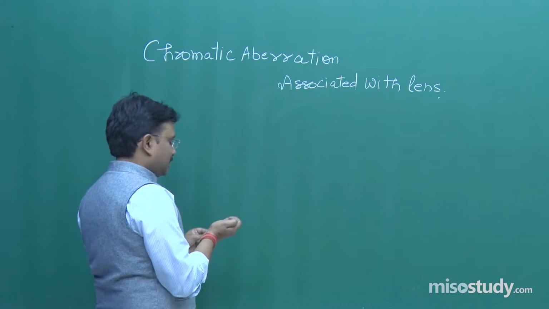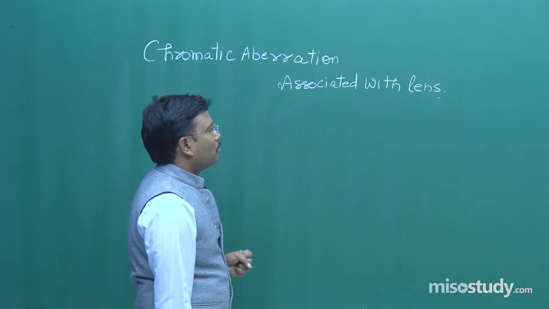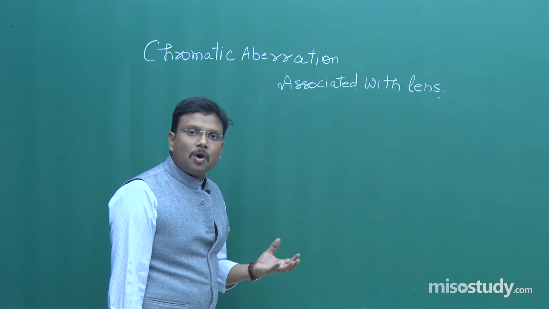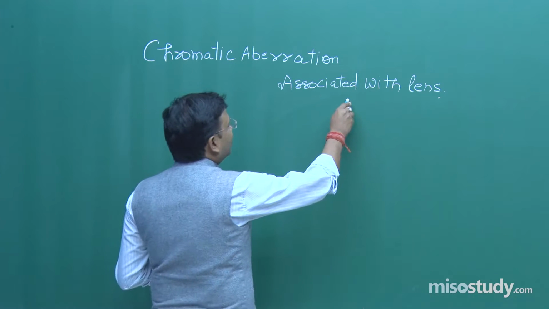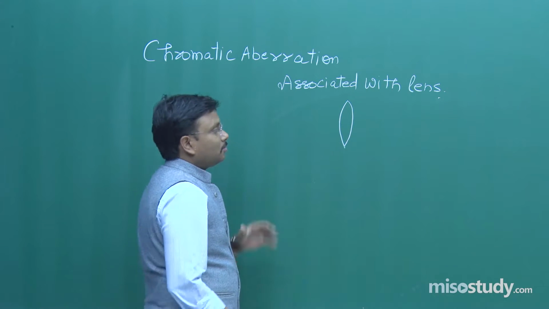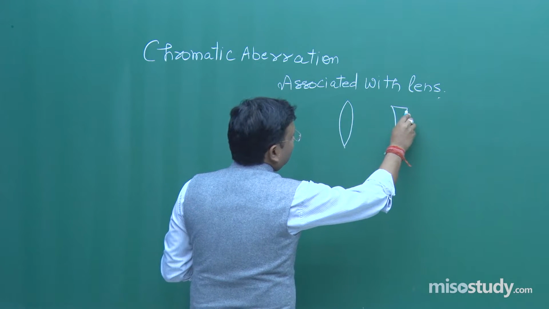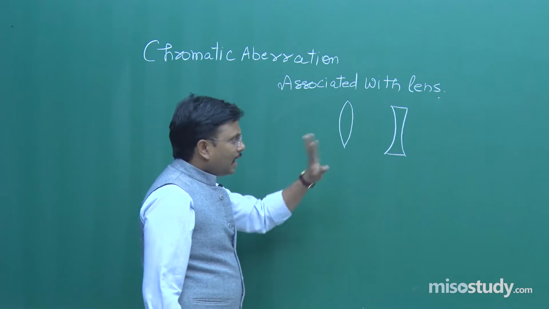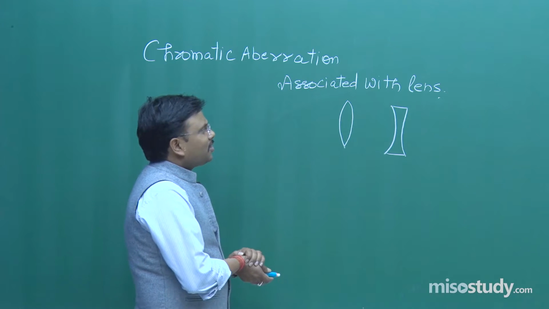Fine. Associated with lens. Now please try to understand one simple thing over here. A lens is either concave or convex, but it is curved. Either this way, that is biconvex, or this way, biconcave. Ultimately both have a curved surface.